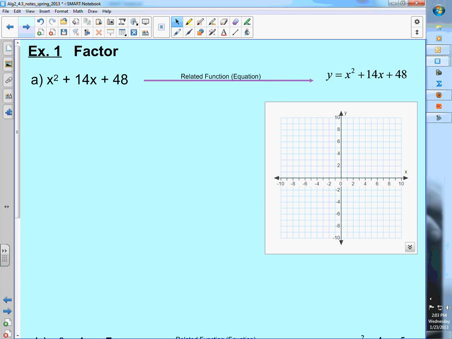Okay, x squared plus 14x plus 48. If you factor it, how does it factor? x plus 6, x plus 8. So 3 people can factor it, bam!